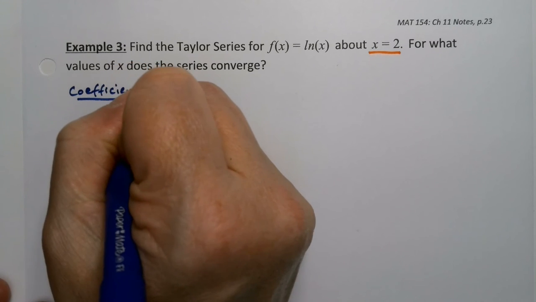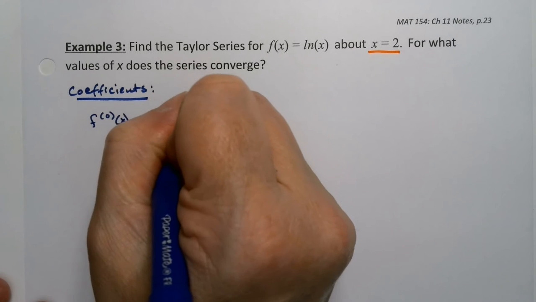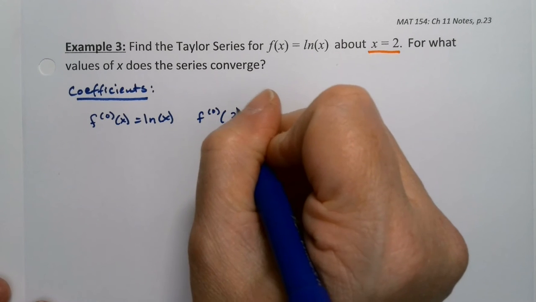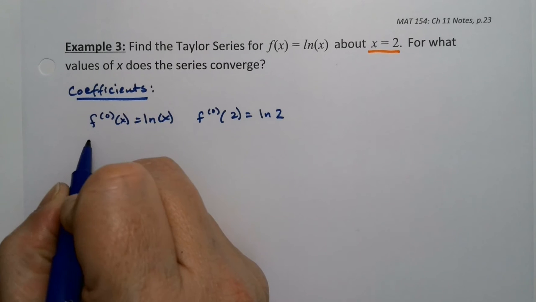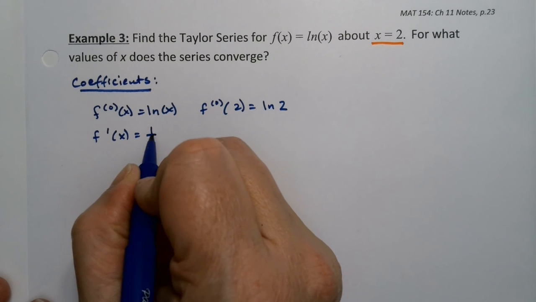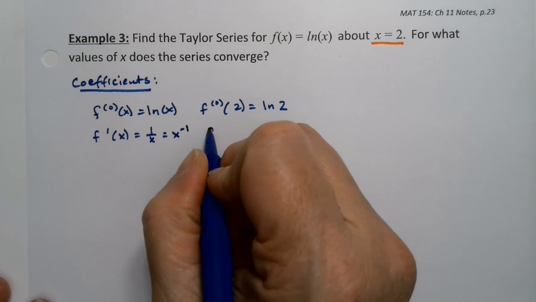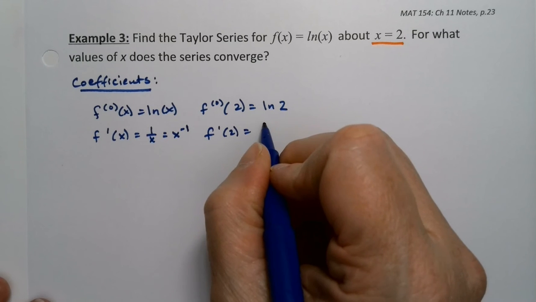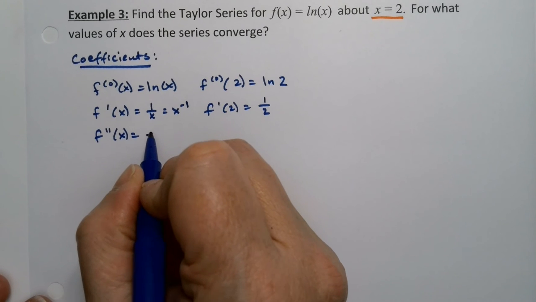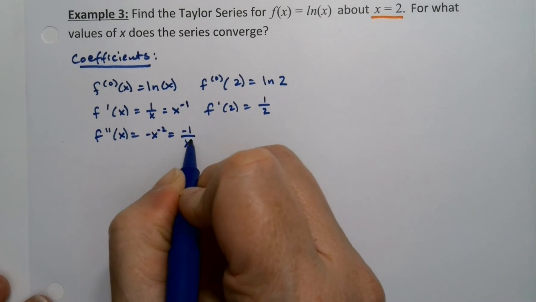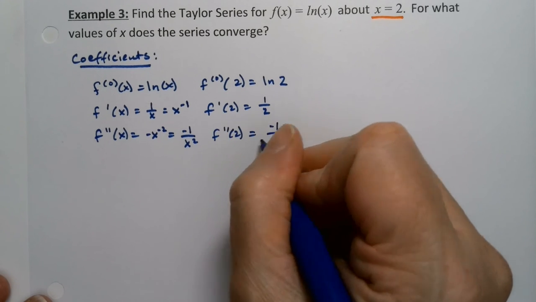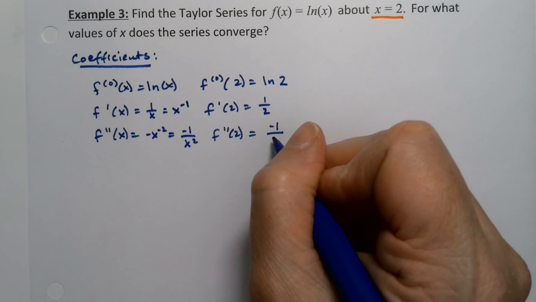So if we look at the 0th derivative, in other words the function, it's the natural log of x, and the 0th derivative at 2 is the natural log of 2. And then we'll start with the first derivative. First derivative of natural log of x is 1 over x, also known as x to the negative 1. And the first derivative at 2 would be 1/2. Second derivative would be negative x to the negative 2, i.e. negative 1 over x squared. So the second derivative at 2 would be negative 1 over 2 squared, which is 4.